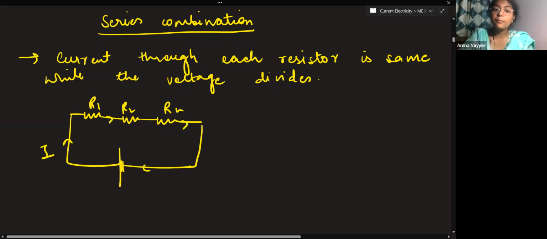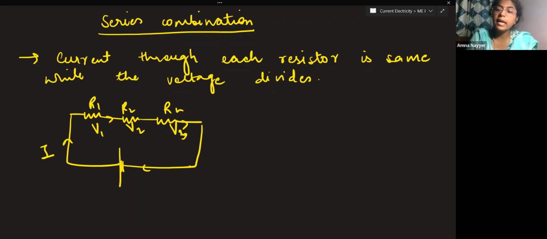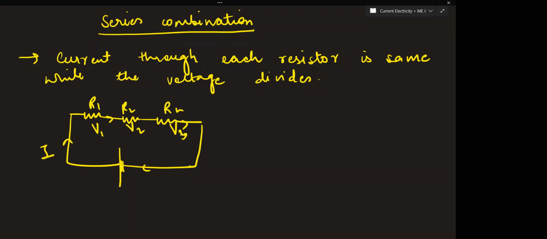But the potential for each resistor will be different. Why? I have told you, in case of a device that has been connected, it changes the potential. So this will be the case or not? Do you agree till here, both of you? Yes, ma'am. Agreed? All right.